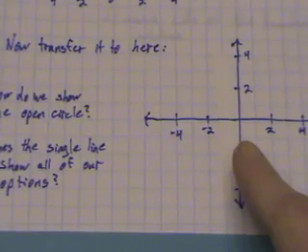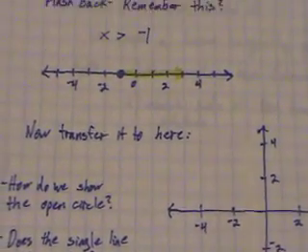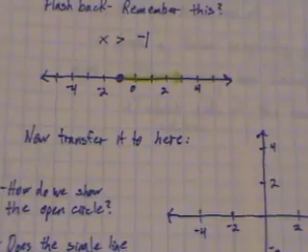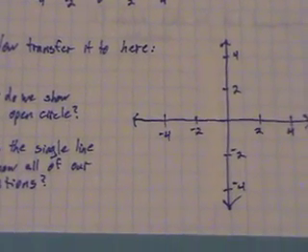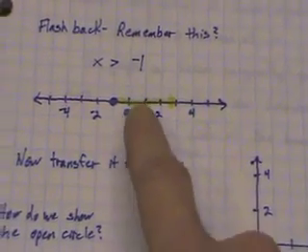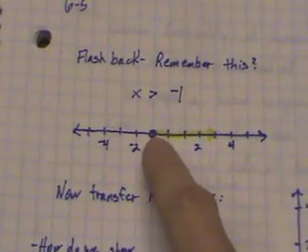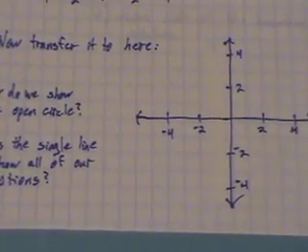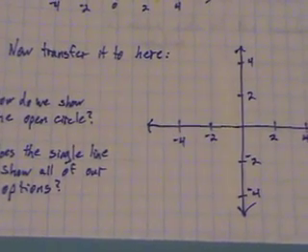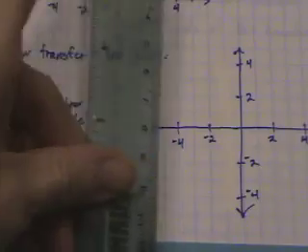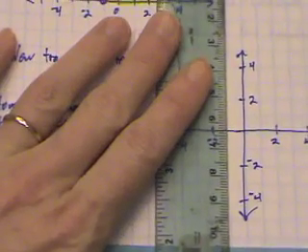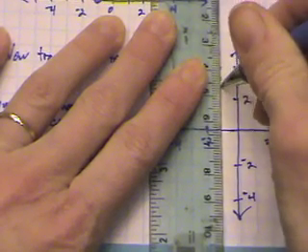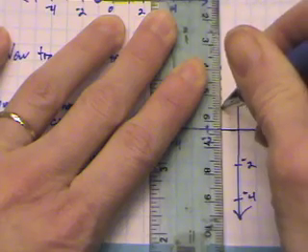But with our inequality, x is never equal to negative 1. So we come right up to where x is equal to negative 1, but we don't include it. So let's try it this way. If I draw a line right here, but I don't make it a solid line, I'm going to make it a dashed line.